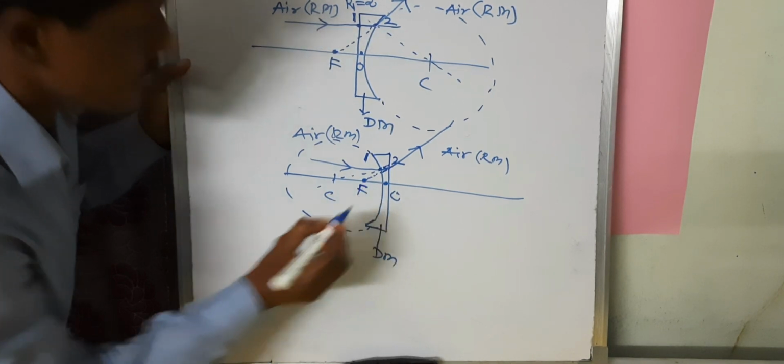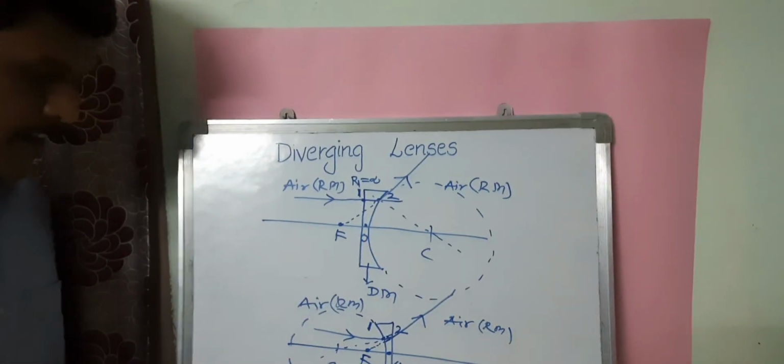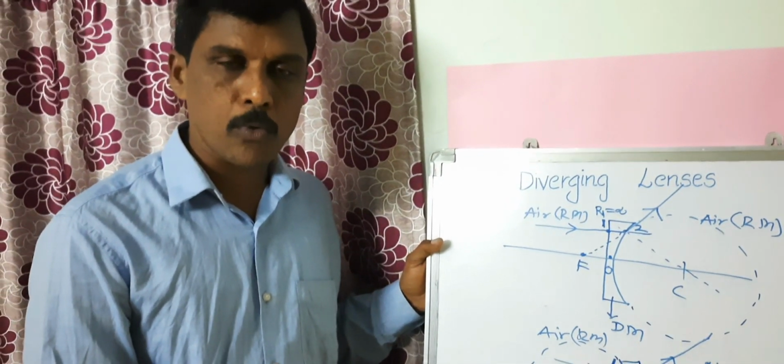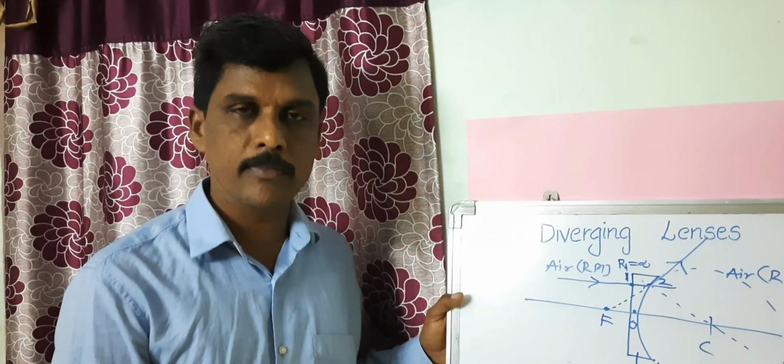This is the focus. So, dear students, from this explanation and activity, we understood that the concave lens and the plano-concave lens both are divergent in nature. They belong to the diverging family. Thank you.